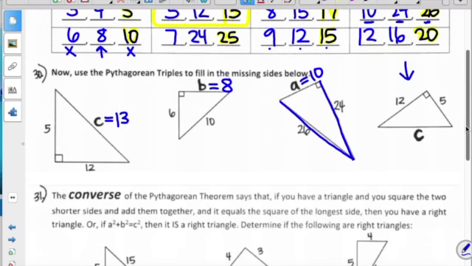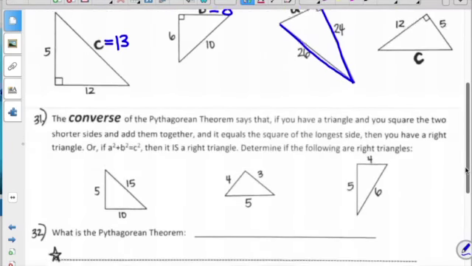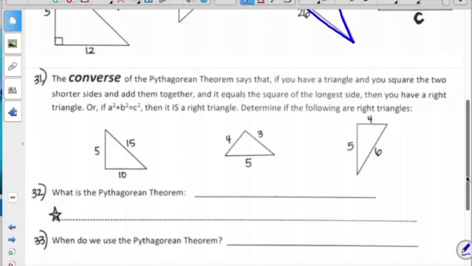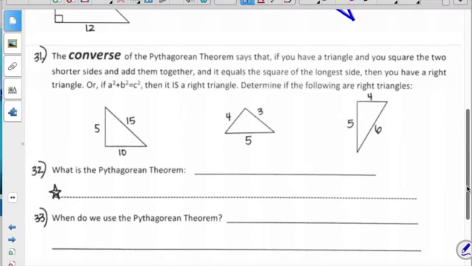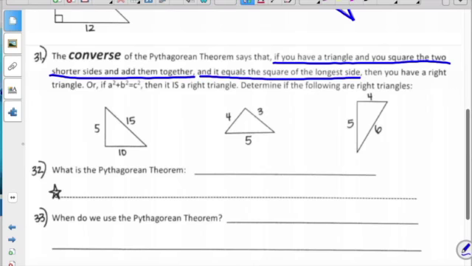All right, number 31 states that the converse of the Pythagorean theorem says that if you have a triangle and you square the shorter sides and add them together, it equals the square of the longest side, then it is a right triangle. So if you're given all of the numbers, we can determine if it's a right triangle or not. So if a squared plus b squared does equal c squared, then yes, it's a right triangle.